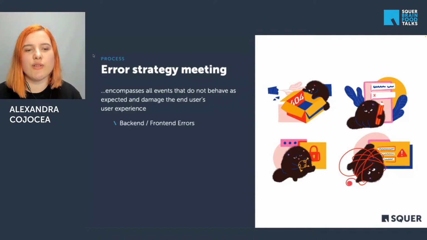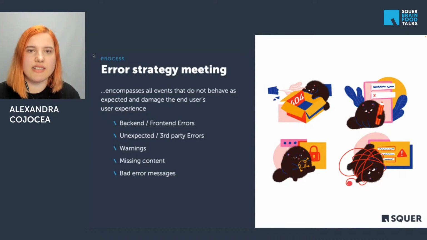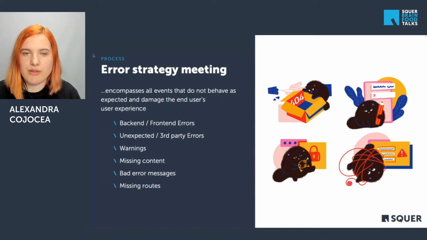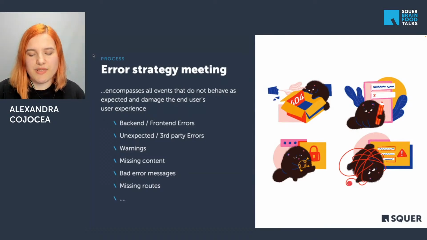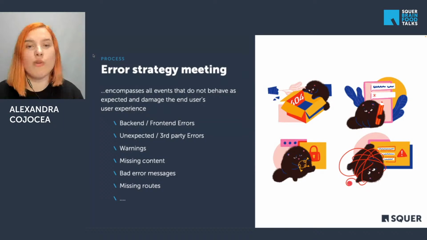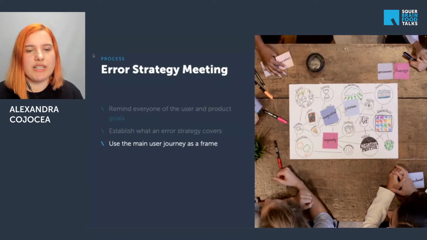And that means that it's not only errors that you see, but it could also be warnings, missing content, just bad error messages, or missing routes, or things like that. So there's a lot of aspects that can impact the user experience. And again, this is not an exhaustive list. So the error strategy is supposed to cover all the ones that you know that might pop up in the use of your product.